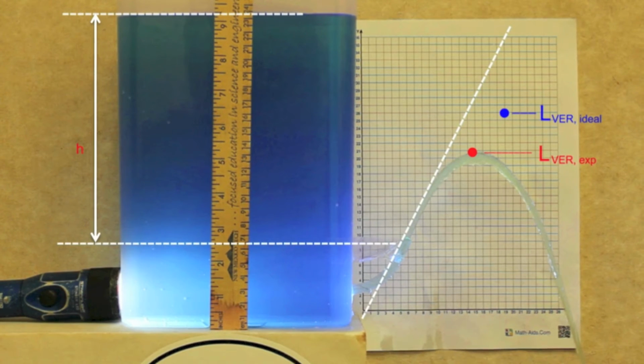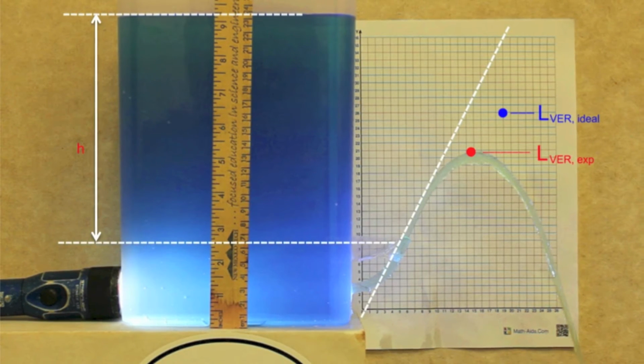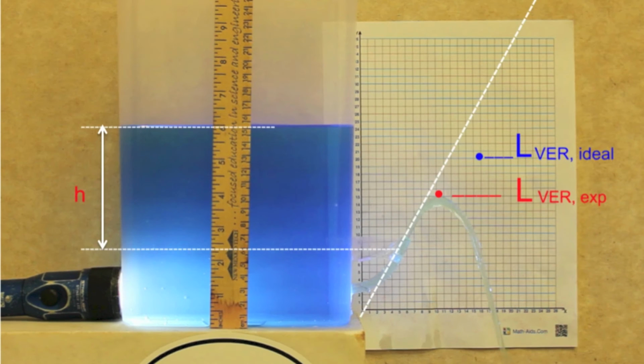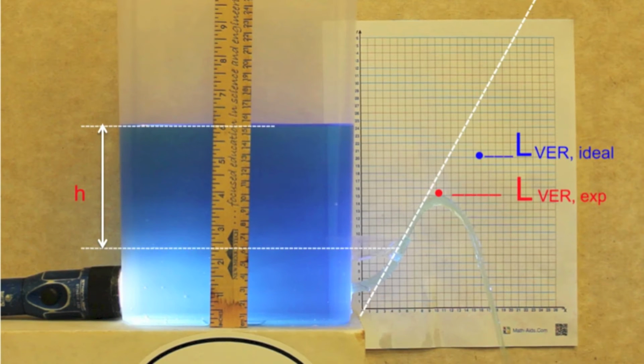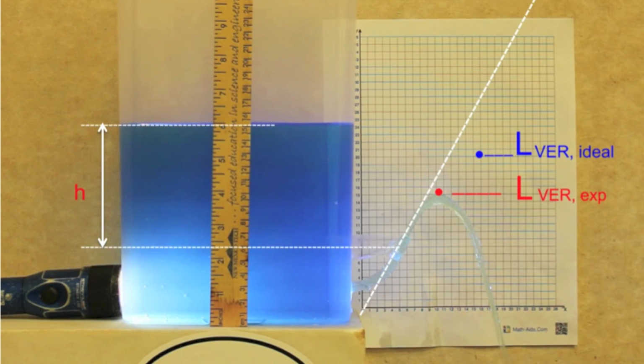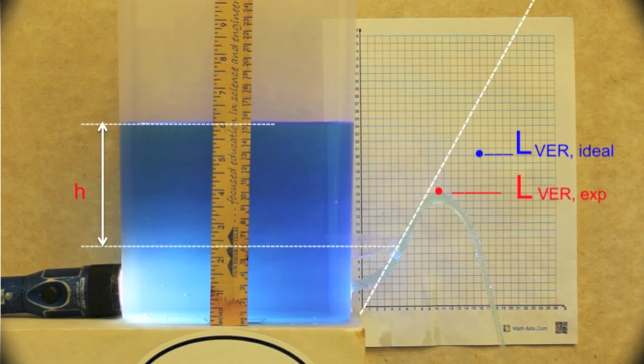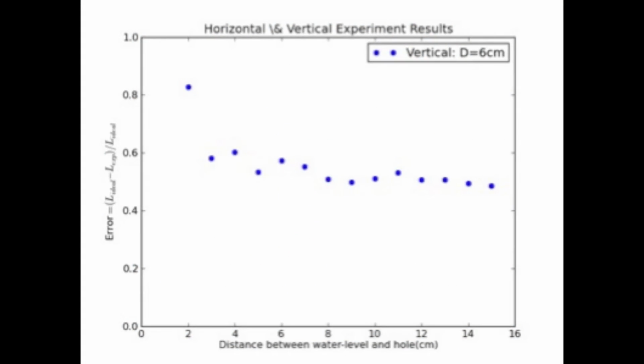The experimental distance is labeled in red and the ideal distance is labeled blue. This image is taken at a later time. As you can see, the vertical distance decreases as the height of the water is lowered. The graph is a summary of the diagonal flow experiment. The horizontal axis is the height of the water from the hole, and the vertical axis is the differences between our data and the theoretical prediction from Torricelli's law.